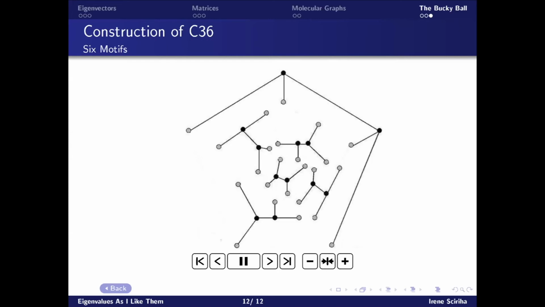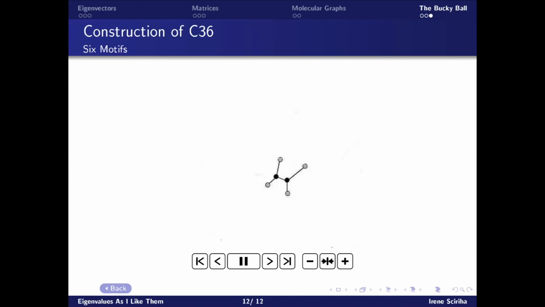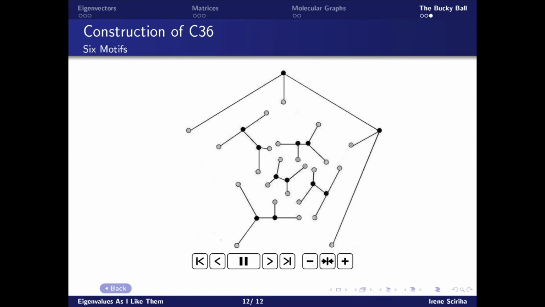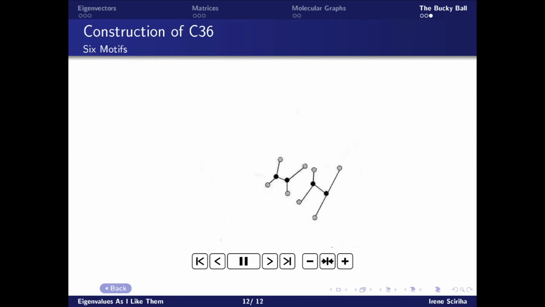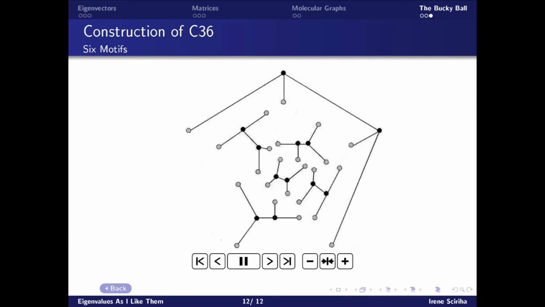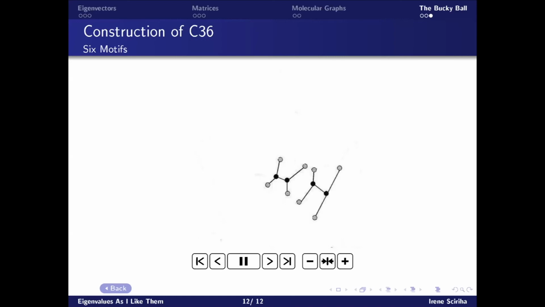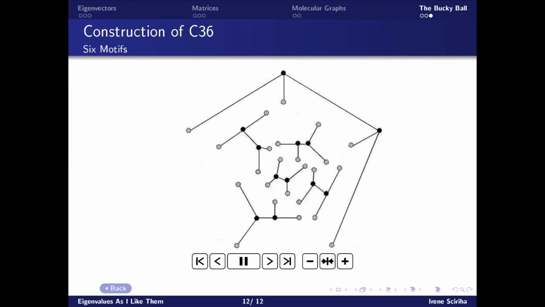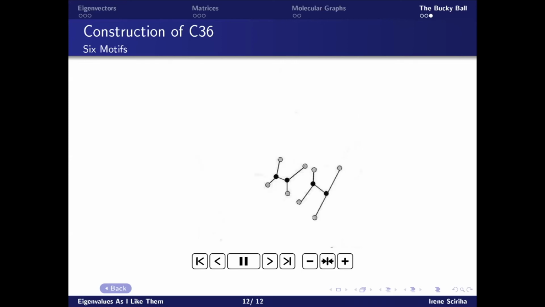I am looking at carbon 36, which, as I had told you, is not very stable because it has pentagons next to each other. And we discovered, do you see the double claw there? A 6. And then you join them into a 3-regular molecule forming carbon 36. And how did we do that?